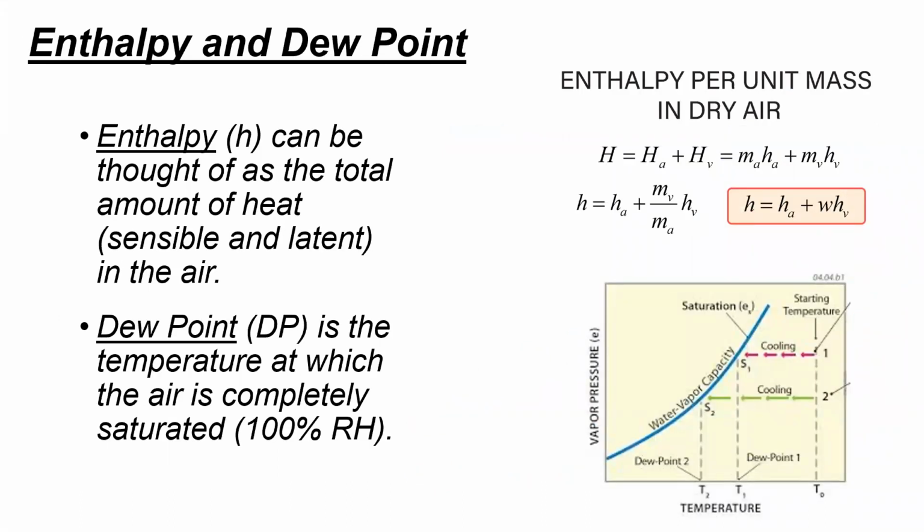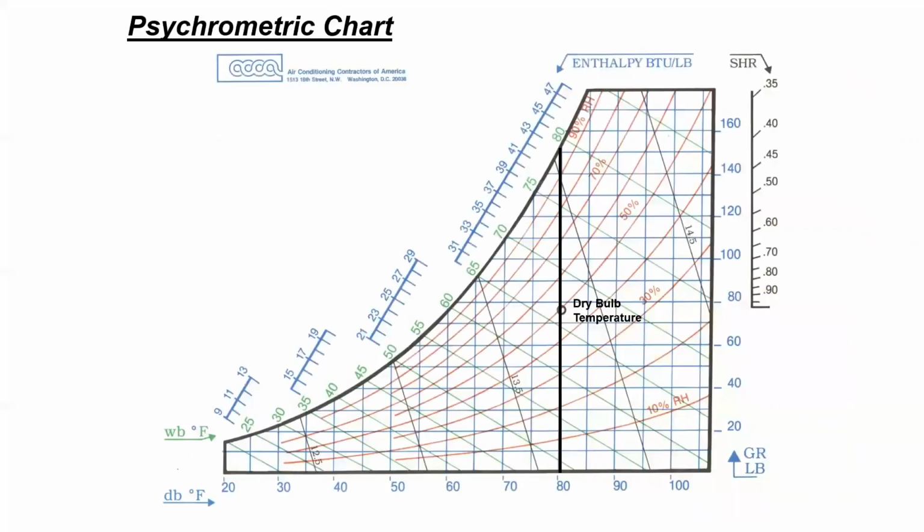Enthalpy is the total amount of heat, including sensible and latent, all together in the air, which we can use to calculate the energy at any point. Dew point is the temperature at which the air is completely saturated, and below this, we're going to condense the water out of the air. And of course, we use the psychrometric chart: as long as we have two conditions at any state, we can find out the other properties.